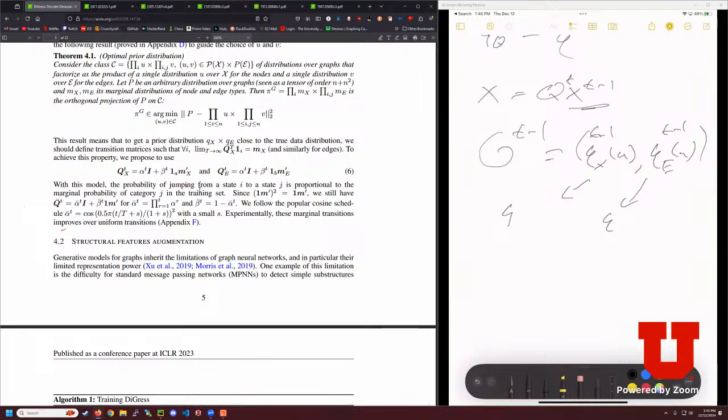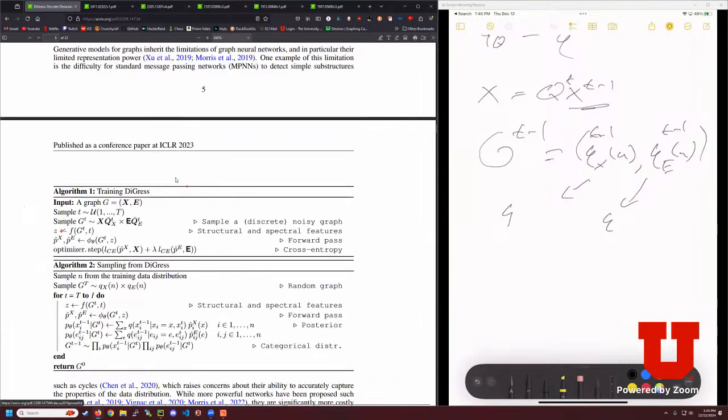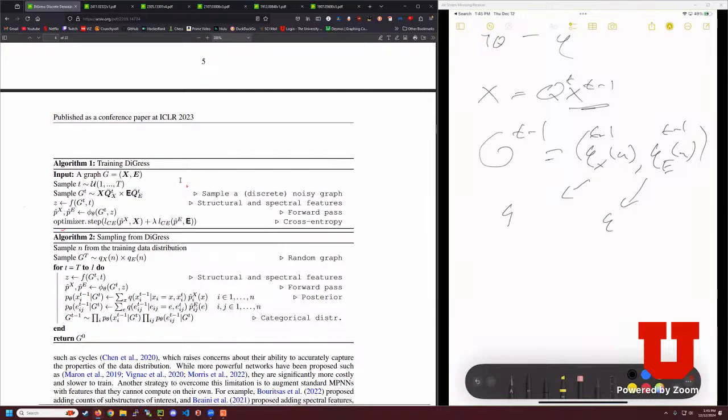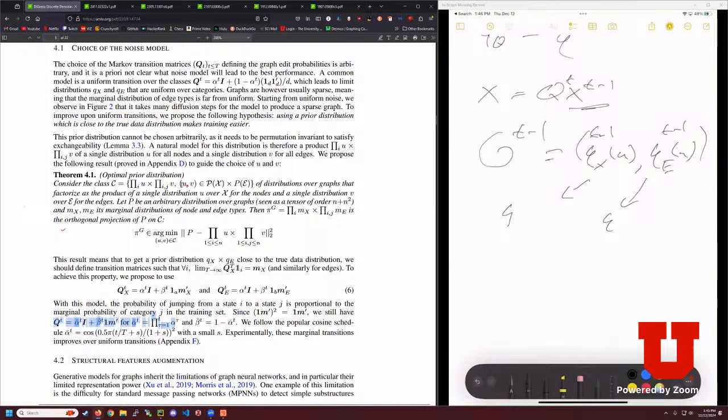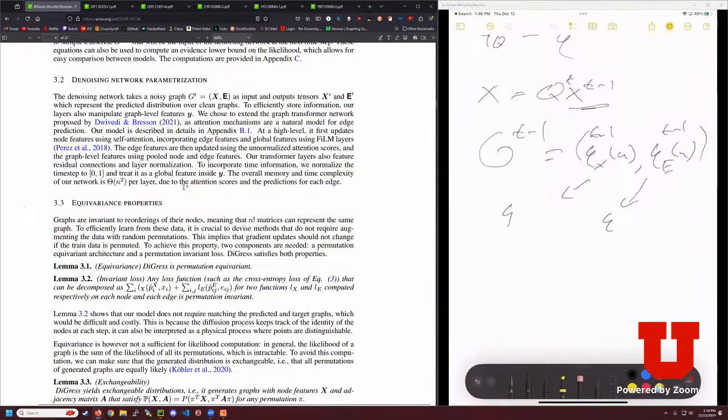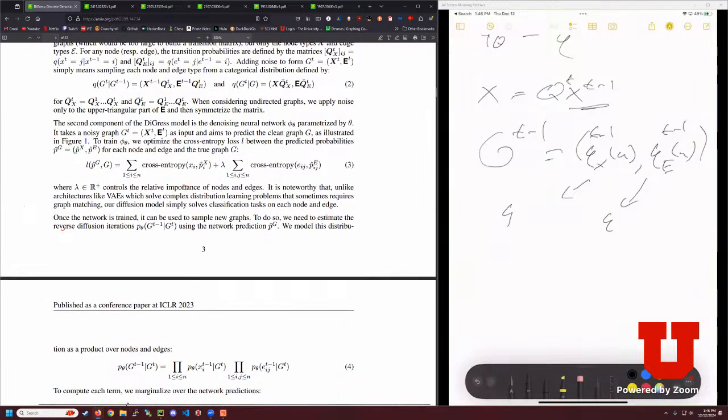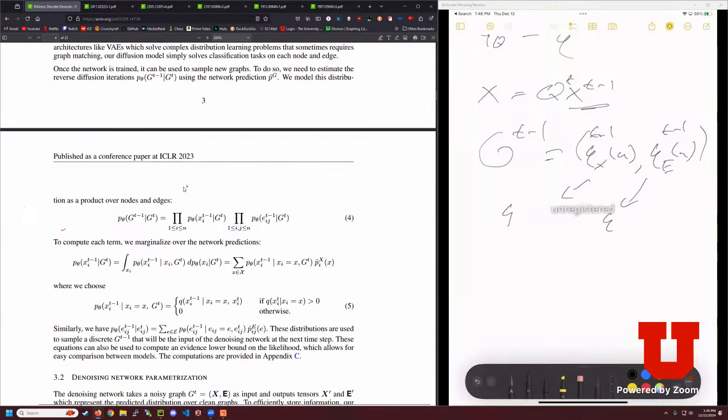And also, can you go to the definition of their transition probability? Yeah, scroll up. Oh, okay, equation 5. So basically, it's possible that in some Q transition probability matrix, some entries are 0.